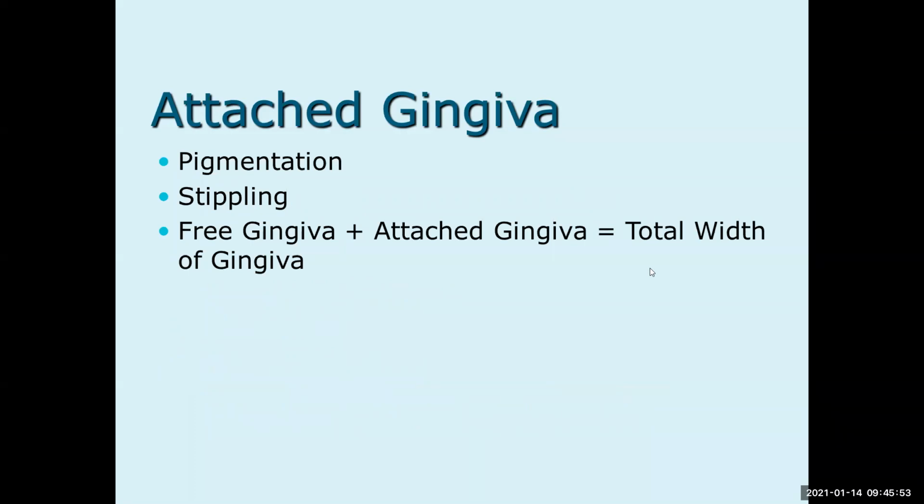That attached gingiva contains pigment. It's oftentimes stippled, that orange peel effect. And you're measuring that total width of the gingiva, which is the free gingiva to the attached gingiva. And then remember, for the CAL, you're subtracting your probing depth. And that is how much attachment is actually on the tooth.